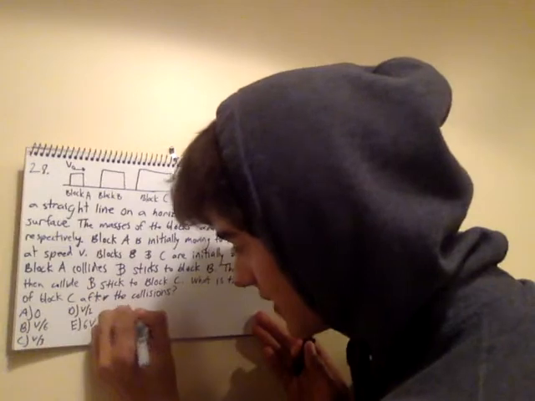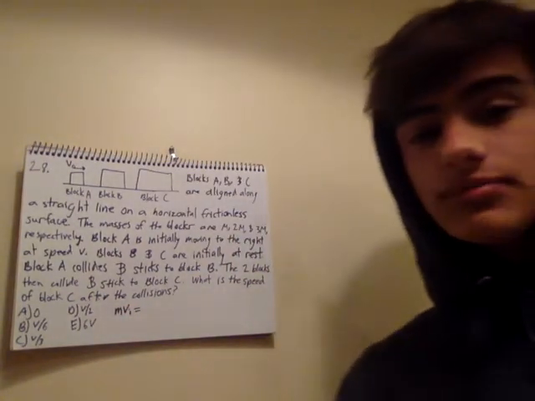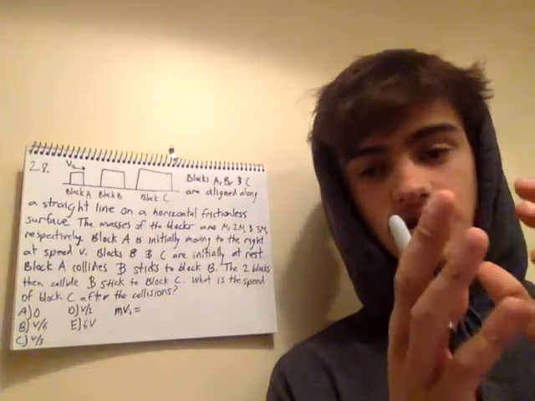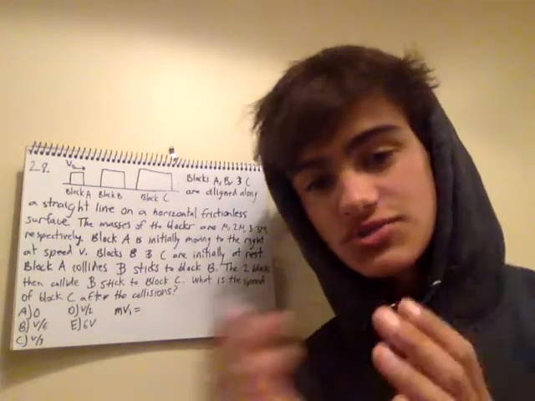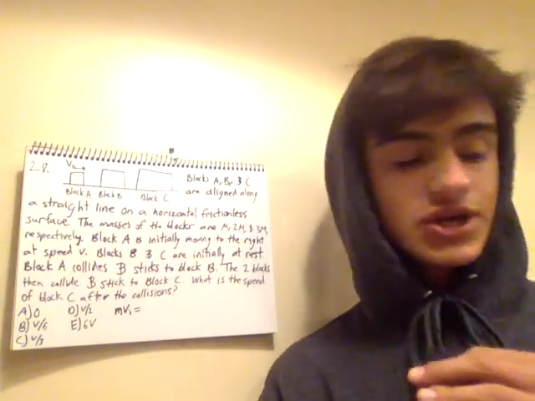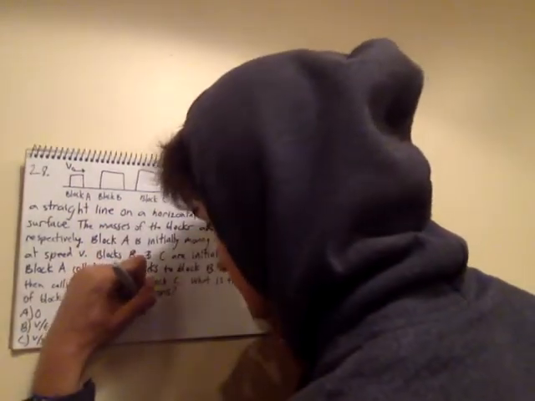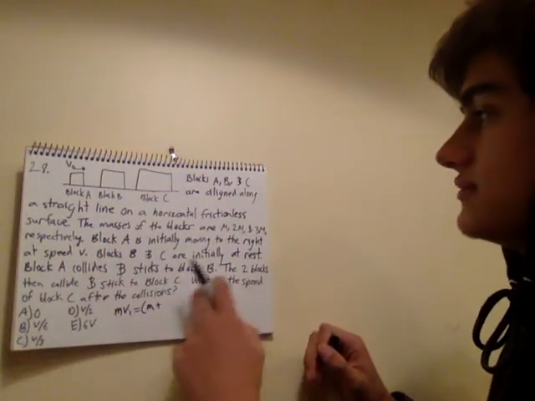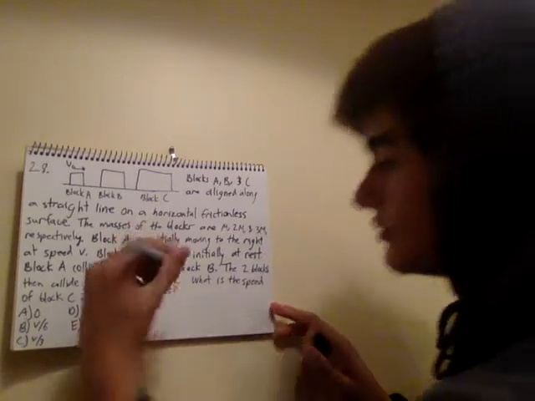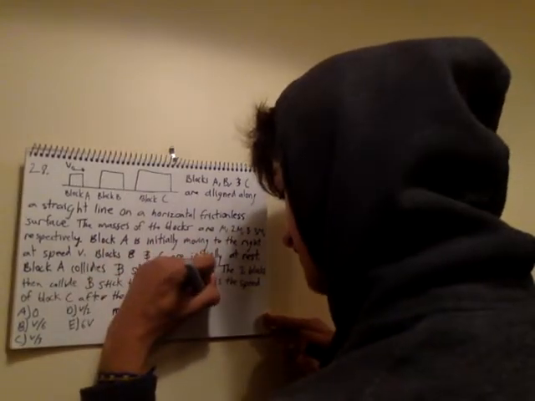And then at the end, what we're going to have is all three blocks sticking together as one object that's moving together. They're sticking because these are inelastic collisions. So the way we're going to write that is we're going to have the mass of block A, which is just m. What's the mass of block B? It is 2m. The mass of block C, 3m, all times our final velocity.